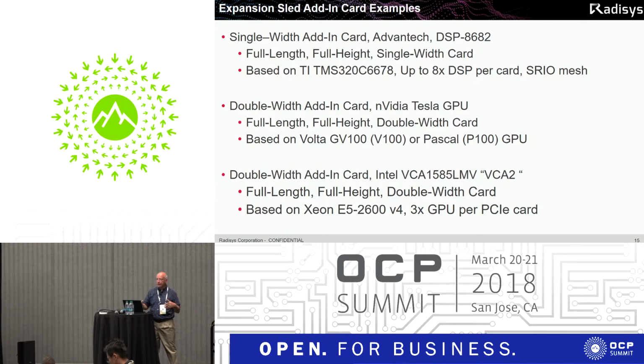Now, when we look at the expansion sled, the idea of having a server with plug-in PCI cards, standard off-the-shelf cards, some ideas that have come to mind recently that we're working with are either using a DSP card like the Advantech or going with GPU cards. For example, GPU cards, Tesla cards from NVIDIA or from Intel. Those cards, for example, the GPU cards are full length, full height, double width cards, and we're able to fit those within the same expansion sled.